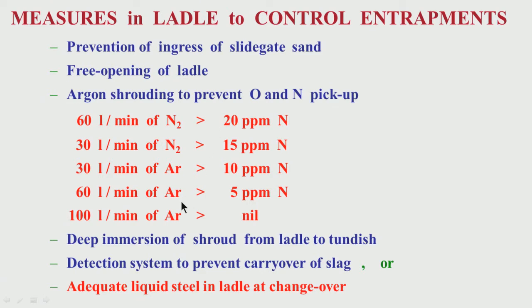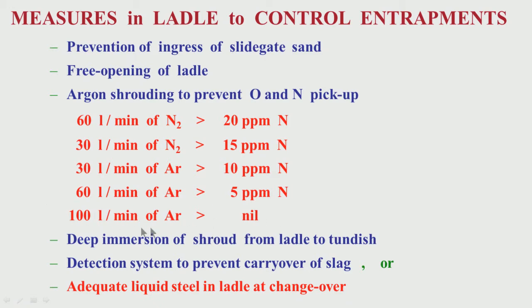So, all these are important to note. If you pass 60 liter per minute of argon through the shroud, even with this, there is a small amount of nitrogen ingress, 5 ppm of nitrogen. Where is nitrogen coming from? From the air. That means some amount of air is still entering the system. So, if you use 100 liter per minute of argon, then there is no nitrogen pickup. And if there is no nitrogen pickup, there will be no oxygen pickup as well, because no air ingress is taking place.